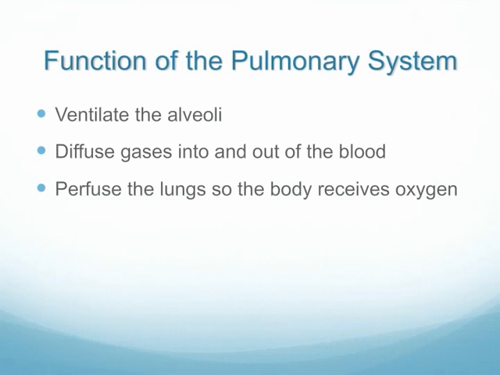Three main functions of the pulmonary system include ventilate the alveoli. So we need to get oxygen down to the alveoli. We need to remove CO2 from the alveoli. Diffuse gases in and out of the blood. So that's a function down there of the alveoli and the alveolar capillary membrane. And to perfuse the lungs so that the body receives oxygen. So there's our bronchial circulation piece.